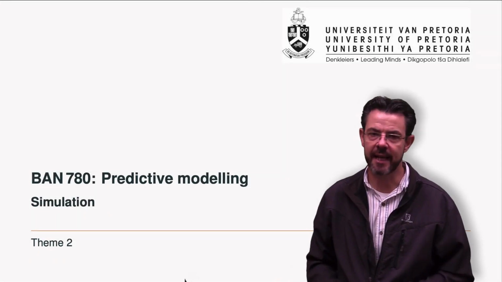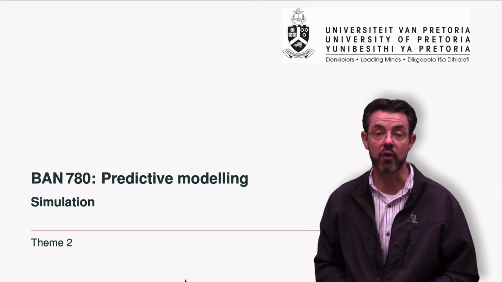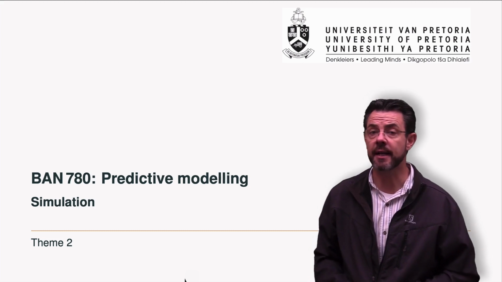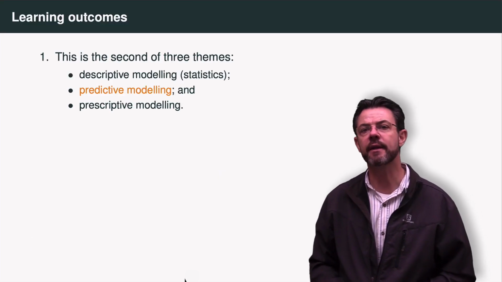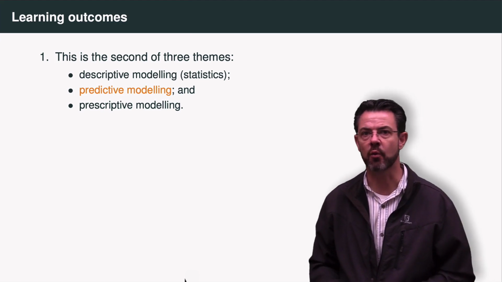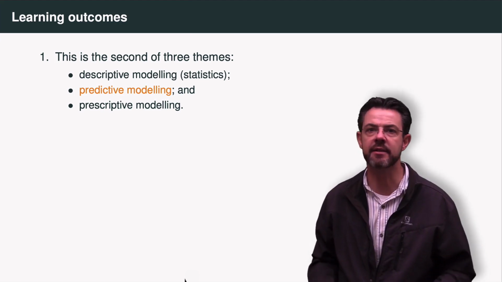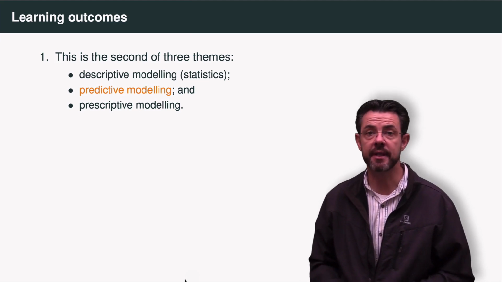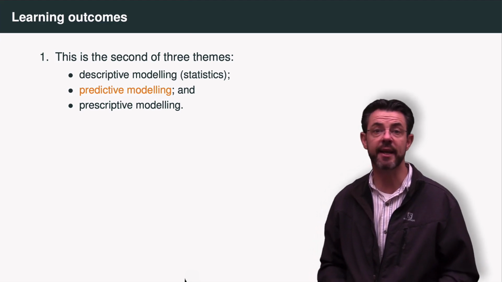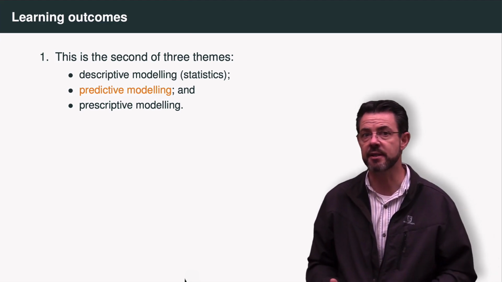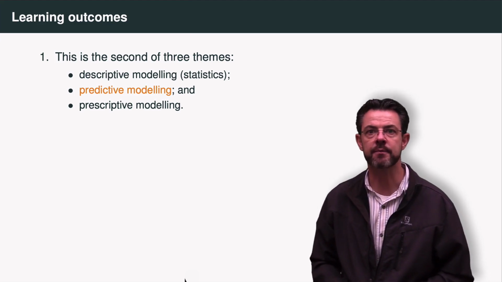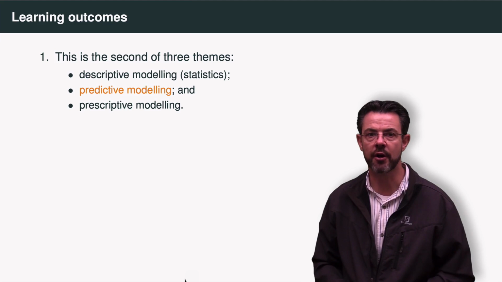Hello and welcome to this lecture where we're going to deal with simulation as a predictive modeling tool. This is the second of three themes. Recall that in the first theme we looked at data analysis, descriptive modeling, where we try to understand and describe the uncertainty that is embedded in random processes. This theme is going to look at predictive modeling, where we take that random process and predict how it may respond to future interventions or to a future scenario.